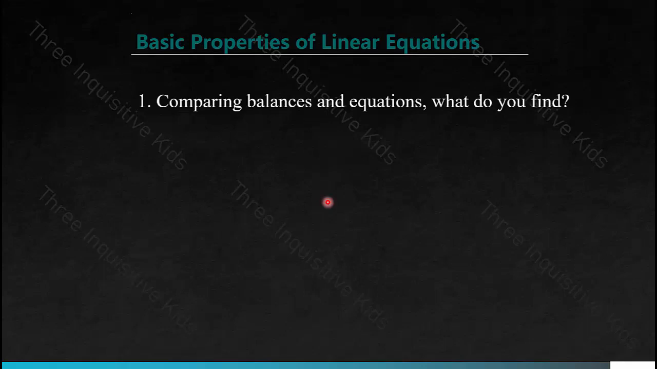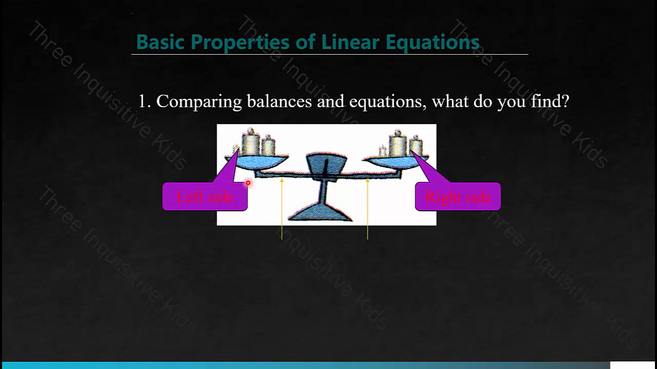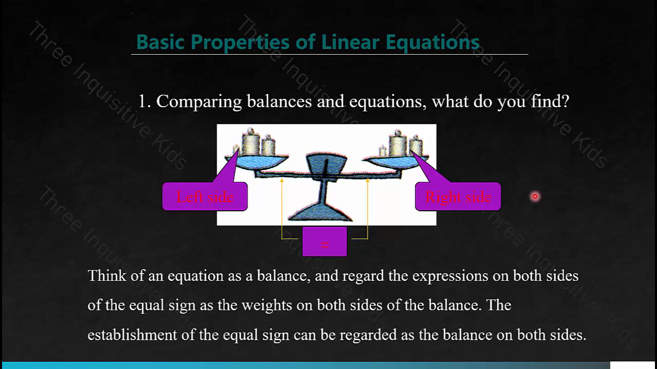Basic properties of linear equations. Comparing balances and equations, what can you find? Here we have a balance. We can think of the left side of the balance as the left side of the equation, and the right side of the balance as the right side of the equation. And we can think of this middle part here as the equal sign. So if you think of an equation as a balance, you can regard the expressions on both sides of the equal sign as the weights on both sides of the balance. So we're comparing weights to expressions. The establishment of the equal sign can be regarded as this balance.